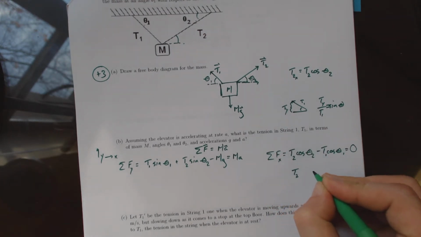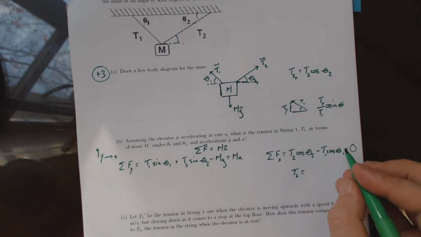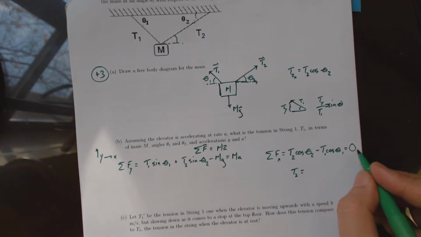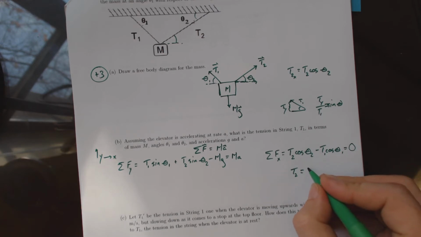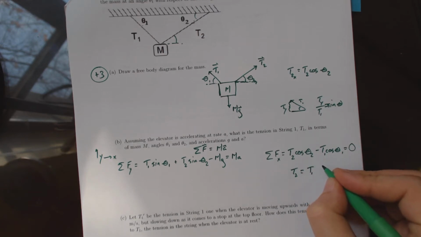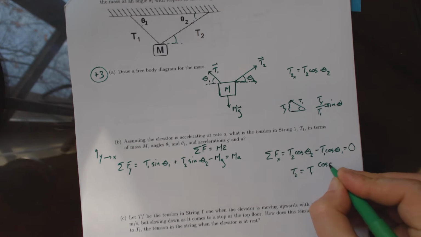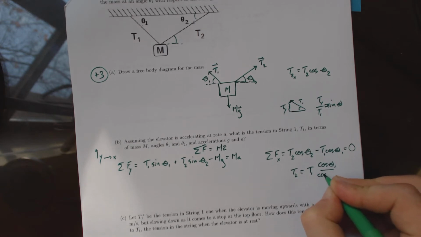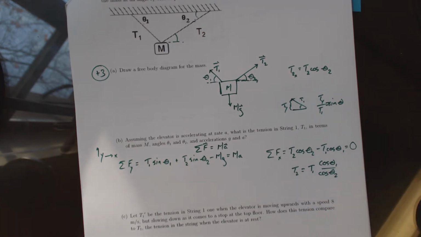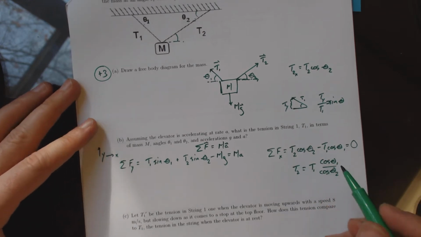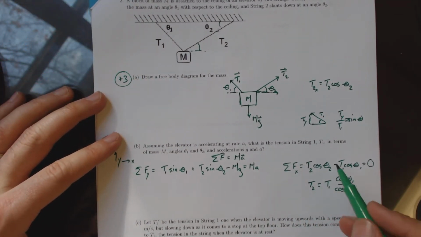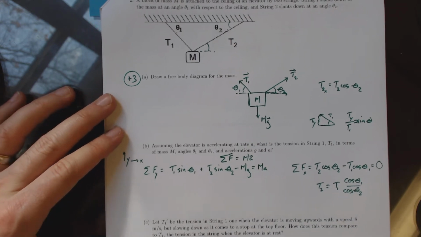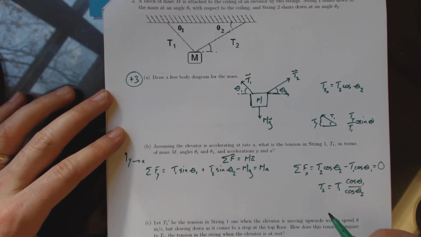So t2, you could do some algebra here. You add t1 cosine theta 1 to both sides, get this on this side, and then divide by cosine theta 2. You'll get t1 cosine theta 1 over cosine theta 2. And I've done this a lot, so I can do some of these in my head. Some of you, this is still kind of new, so it's okay if that takes a few steps to get to. And now I've plugged that into this equation.